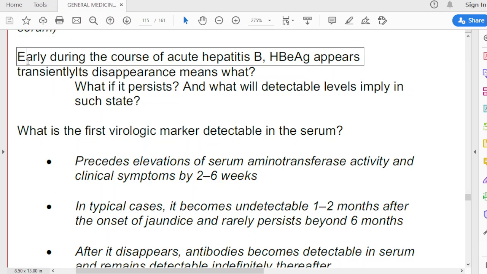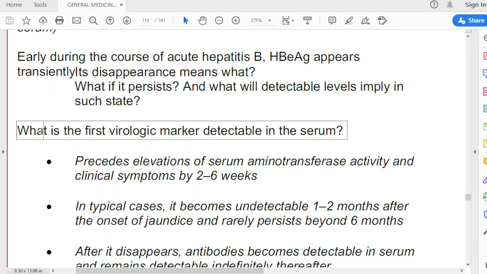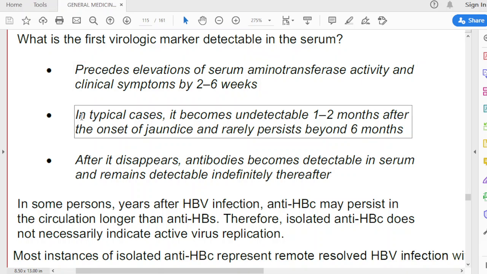Early during the course of acute hepatitis B, HBsAg appears. Transiently, its disappearance means what? What if it persists? And what will detectable levels imply in such a state? What is the first virologic marker detectable in the serum? It precedes elevations of serum aminotransferase activity and clinical symptoms by 2-6 weeks. In typical cases, it becomes undetectable 1-2 months after the onset of jaundice and rarely persists beyond 6 months.